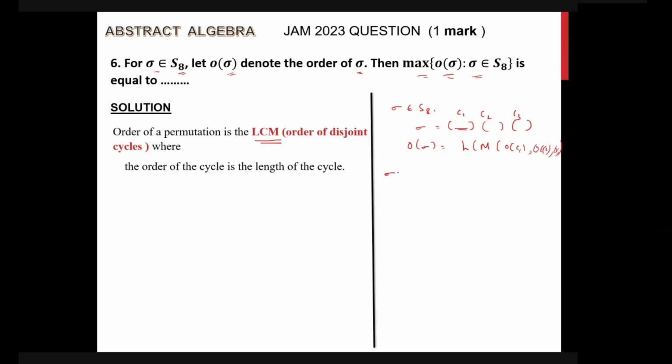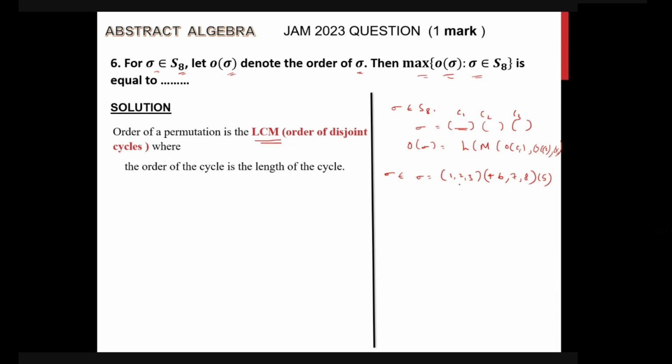For example, I have a sigma equal to (1 2 3)(4 6 7 8)(5).